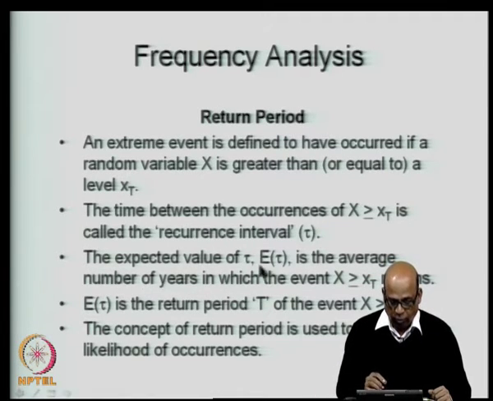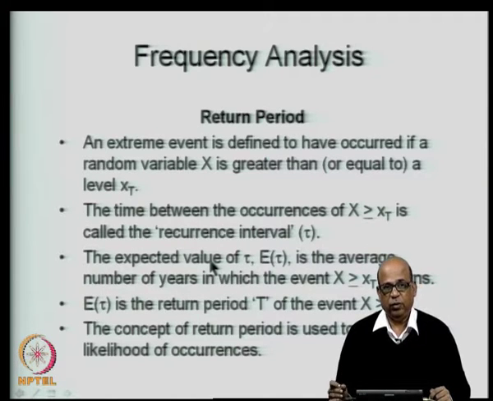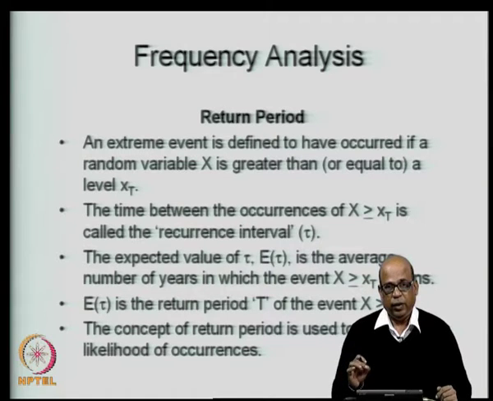The expected value of tau, denoted by E(tau), is therefore the average number of years in which the event x greater than or equal to x_T returns. Let us say you had a record of 50 years and you are interested in getting the return period corresponding to an event x being greater than or equal to 5000 cusecs, when we are talking about the discharge.